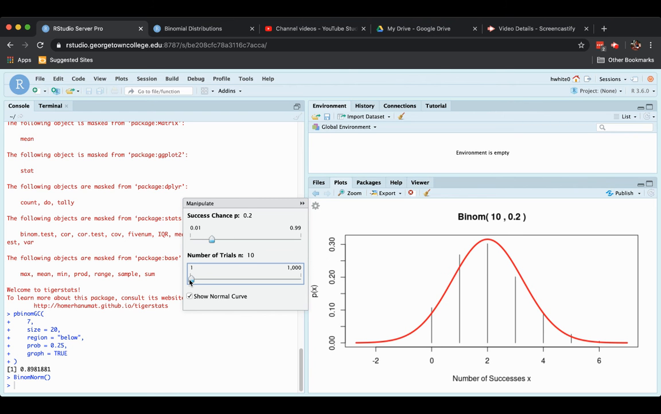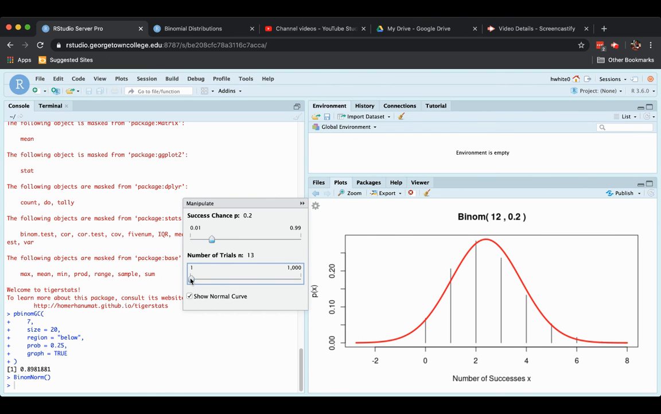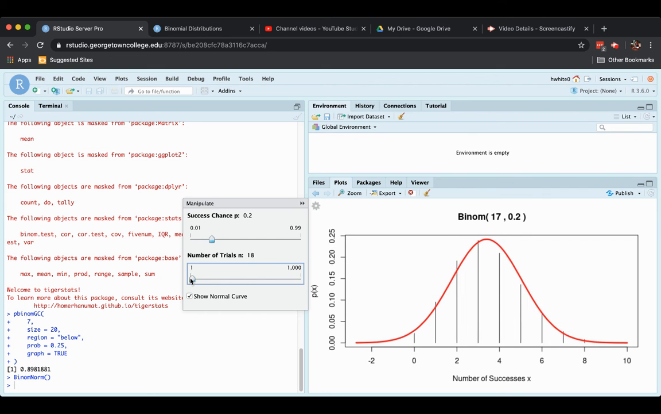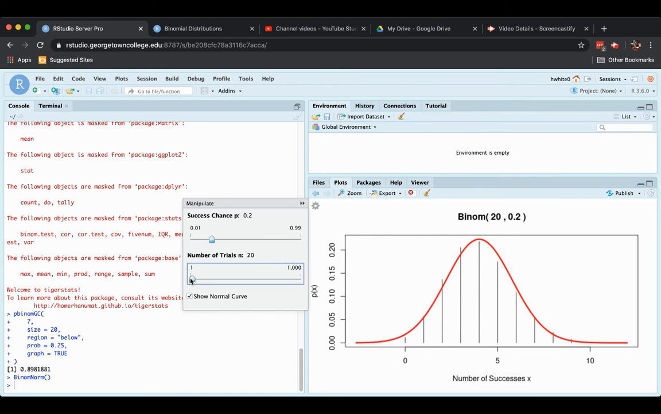So I'm looking now at a binomial random variable with 10 trials, 0.2 chance of success on each trial. 10 times 0.2 is 2. I'm expecting 2 successes, and sure enough, the rectangle over 2 is pretty big, and so are the rectangles near it. Next up, 11, 12, 13, and I could go that way. I'll go on up to about 20 trials with my little right arrow key.